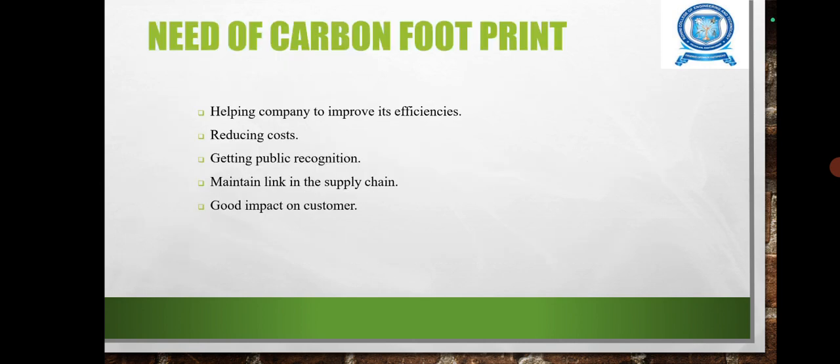Then the next one is the need for a carbon footprint. Measuring the carbon footprint is another way to measure overall progress toward becoming green. It also helps with numerous business goals such as helping the company to improve efficiency, reducing cost, getting public recognition, maintaining links in the supply chain, and having a good impact on customers.